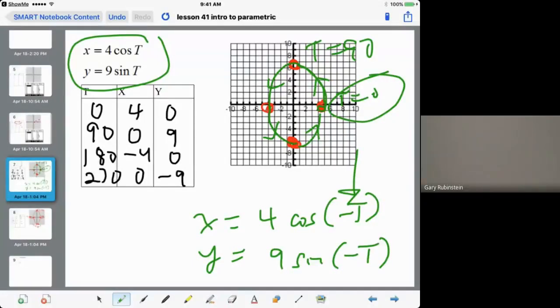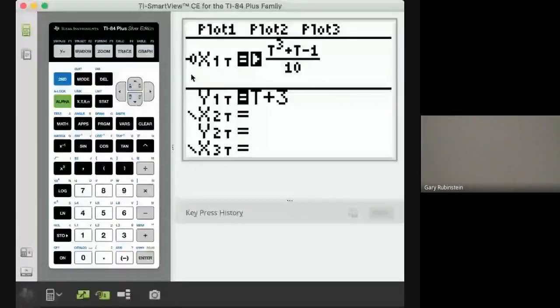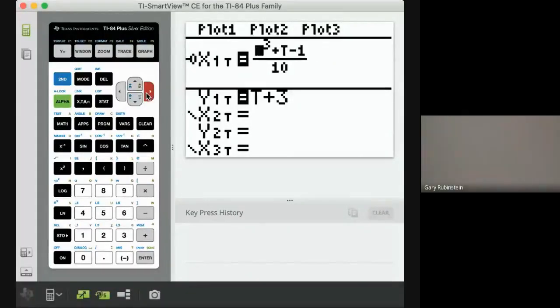If we go over to the graphing calculator, we can go ahead and clear these things out. Oh, John, I'll get to that. I saw a question, but I'll get to that one in a second.